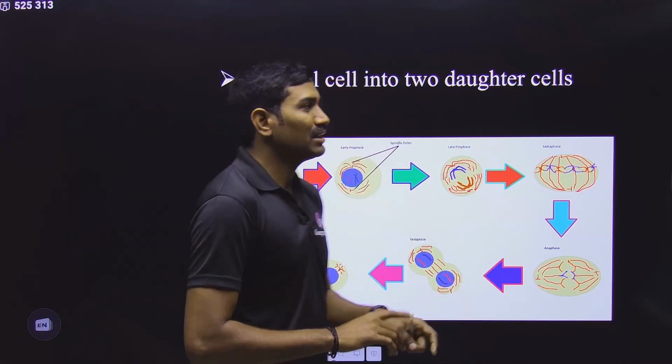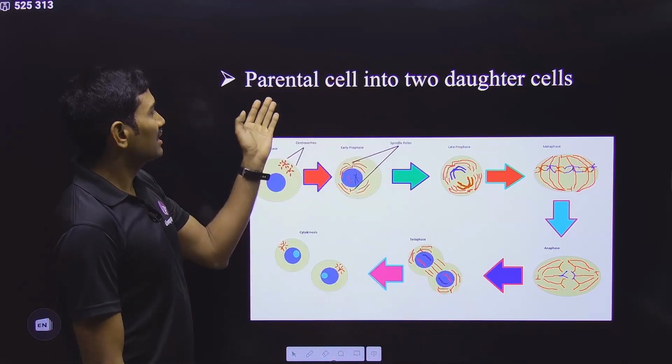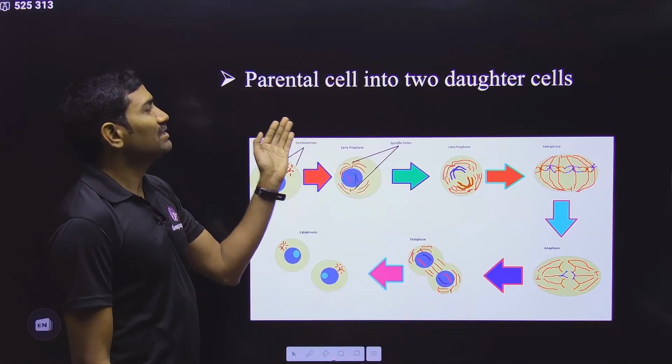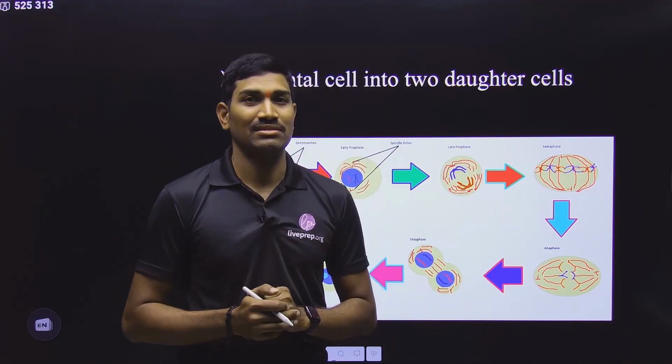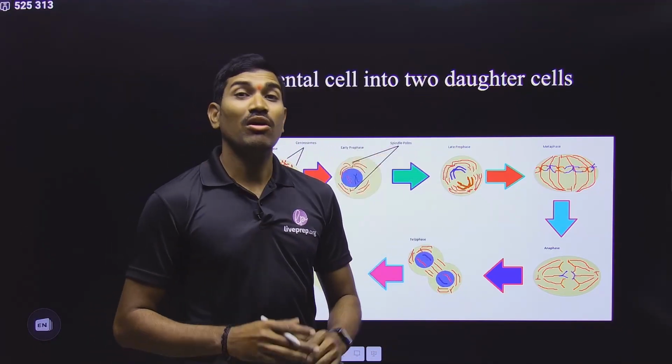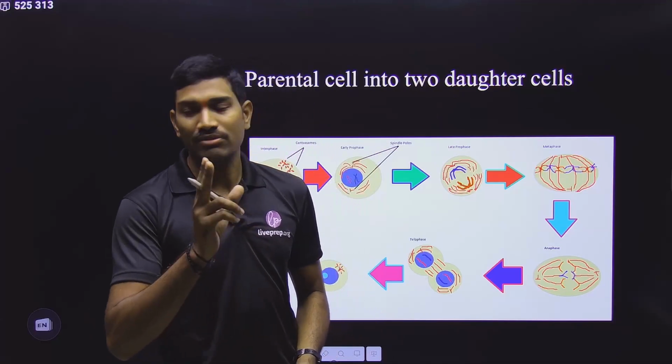Clear? But in the NCERT, what they are saying is, in the case of the cell cycle, the parent cell will divide into two daughter cells. Why did they give only two daughter cells? Is the sentence true always? You need to observe this.